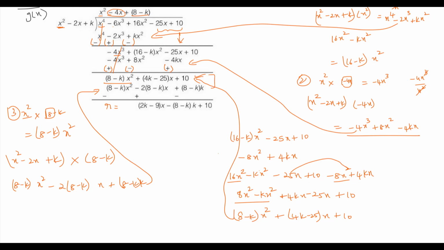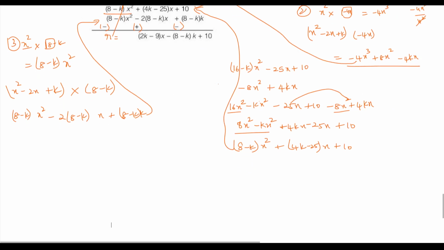Then solve these two. Plus 8 minus k changes to minus 8 minus k. Minus again changes to plus, plus changes to minus. Here 8 minus k x square and 8 minus k x square get cancelled. Now we are left with 4k minus 25 x plus 10 plus 2 into 8 minus k into x minus 8 minus k into k.